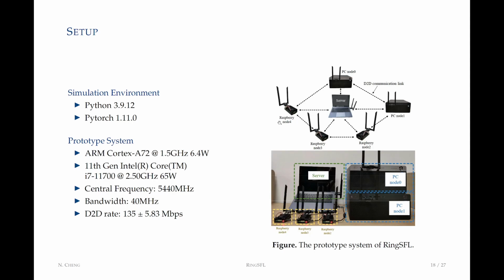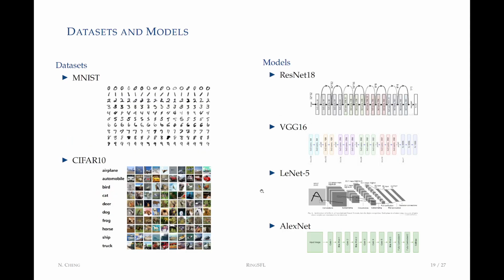These nodes work together to form an ad hoc network and make a ring communication topology by modifying the routing table. The communication between the nodes mainly works in the 5 GHz band, and the spectrum width used for communication is 40 MHz, resulting in a D2D communication rate of 135 megabits per second. Since the computational power of the server that aggregates the parameters has little impact on our system, we use a laptop to act as this role. We then use the commonly used MNIST dataset and the CIFAR-10 dataset for the evaluation. The models used for evaluation include ResNet 18, VGG 16, LeNet 5, and AlexNet.